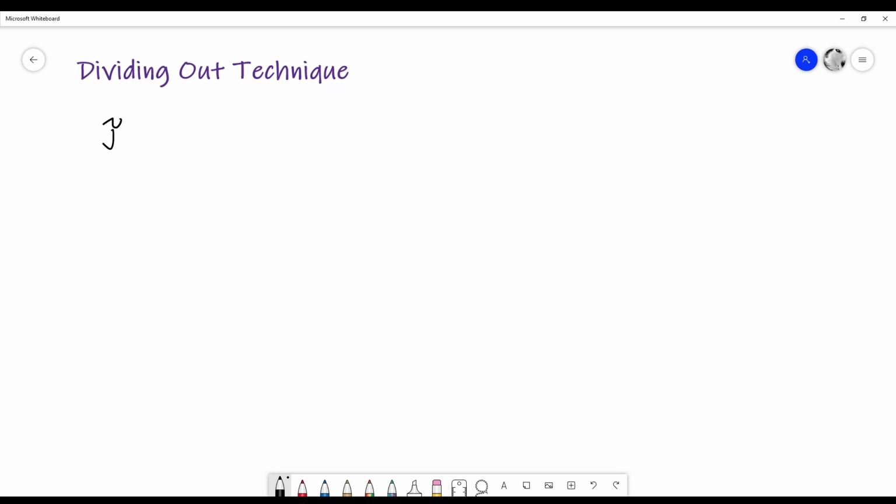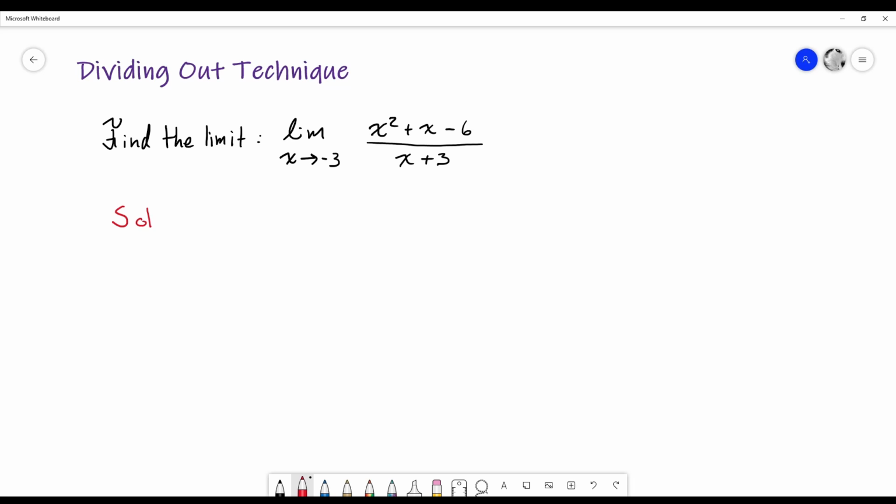Sometimes using direct substitution actually leads you into trouble, especially if you're dealing with rational functions. So let's say that we want to find the limit as x approaches negative 3 of the function x squared plus x minus 6 divided by x plus 3. So in my solution, my very first step, as your first step should always be, is to see what happens if you actually try to do direct substitution.